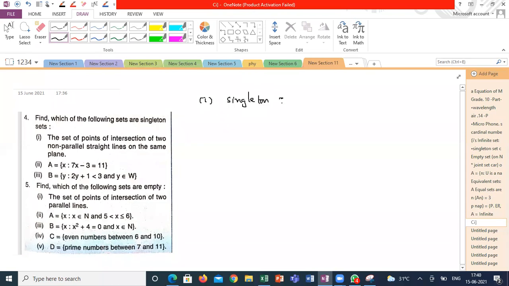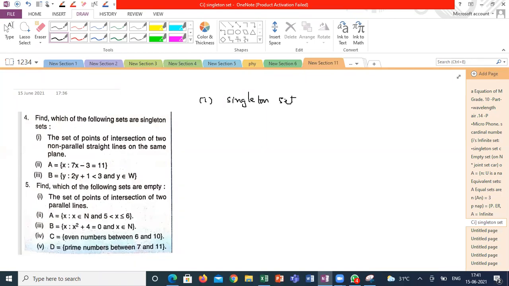Sir, but I'm saying it's not a singleton set, because two lines can also be in the opposite direction and coinciding. Yeah, because he didn't mention; he said only non-parallel. Got it? What I'm saying? But there is a little ambiguity here. In some cases, coincident lines we can also consider as parallel lines.